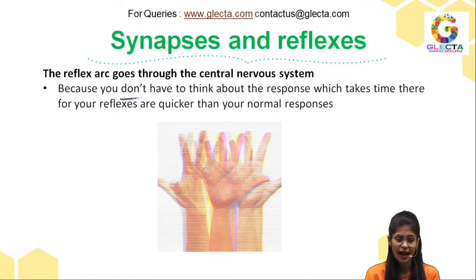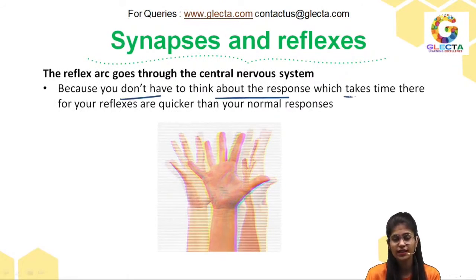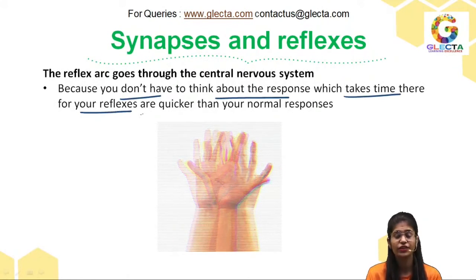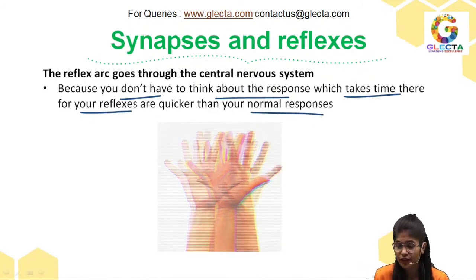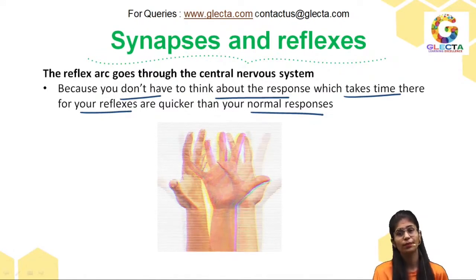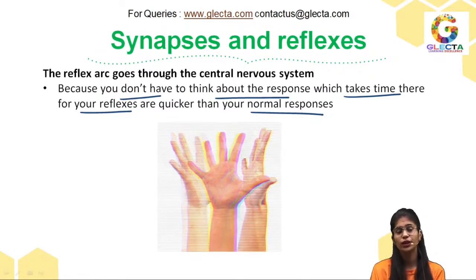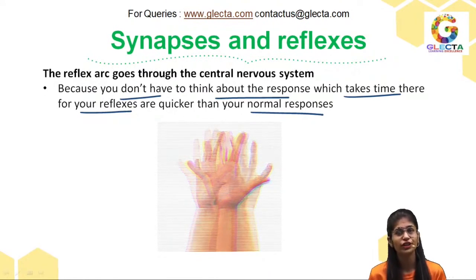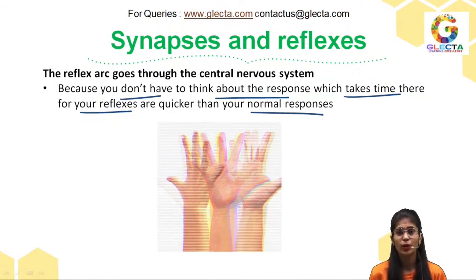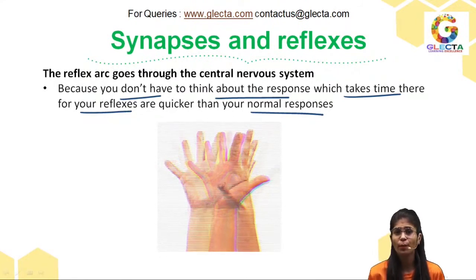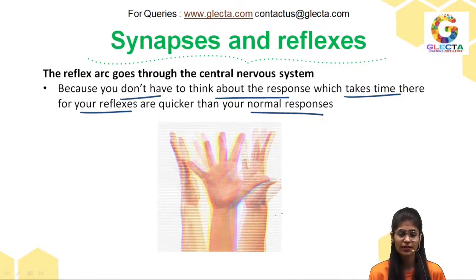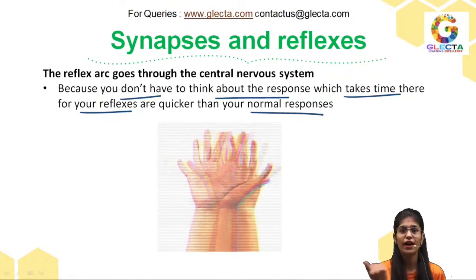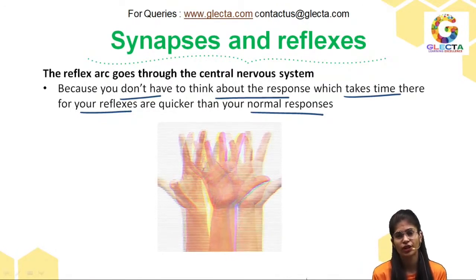Because you don't have to think about these responses, they take a lot less time and reflexes are a lot faster than your normal responses. For example, when somebody asks you something, say, I ask you, what did you eat? You're going to stop for a second and think about it. But when a bee stings you, you do not stop and think about what to do with it. You just do it. So this is how your muscles are going to retract faster, right? So this is what is happening.